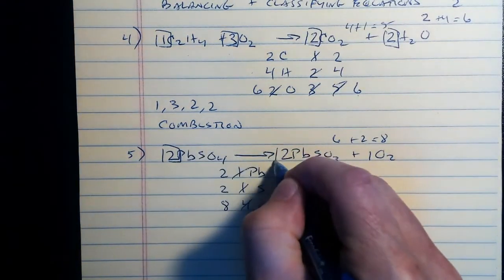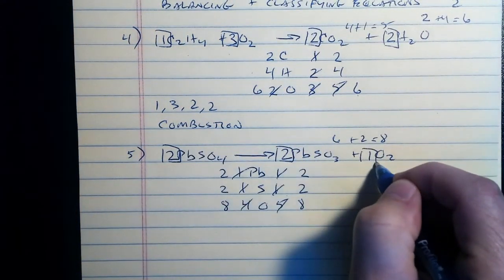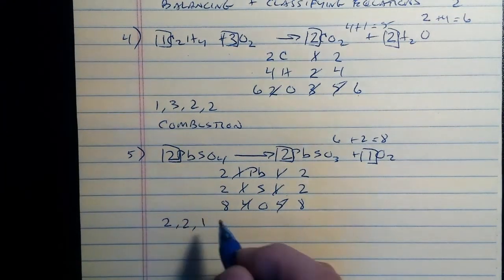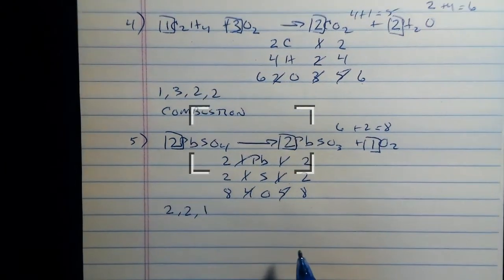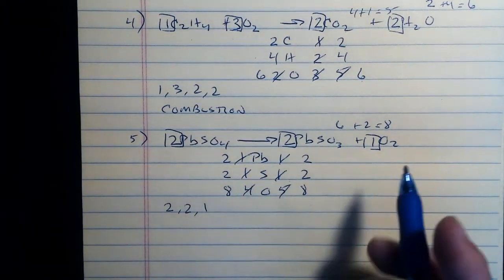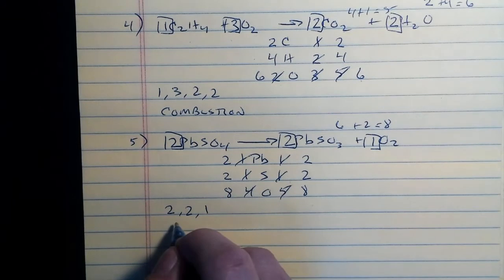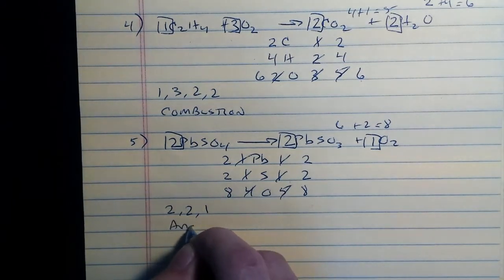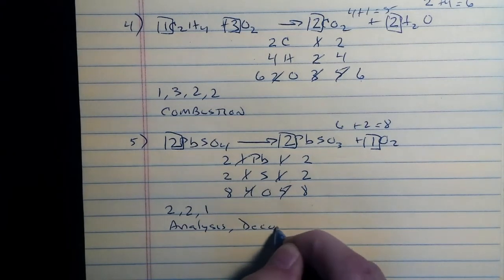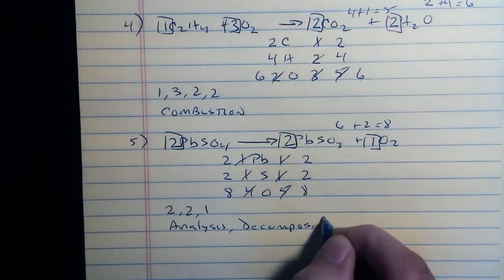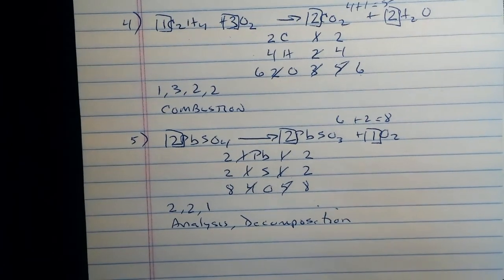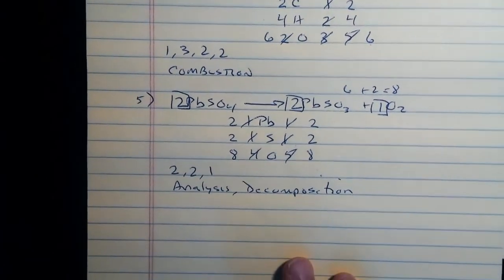Box up the coefficients. So we got 2, 2, 1 as the molar ratio. And what kind of reaction is this? Well, it's breaking down. So we can call this either analysis or decomposition. Okay, it's not so bad.